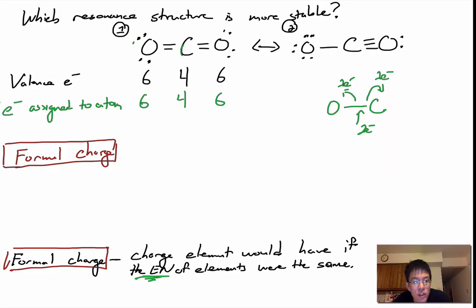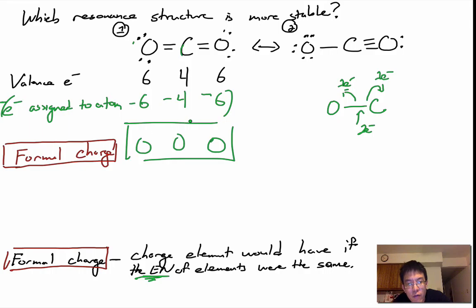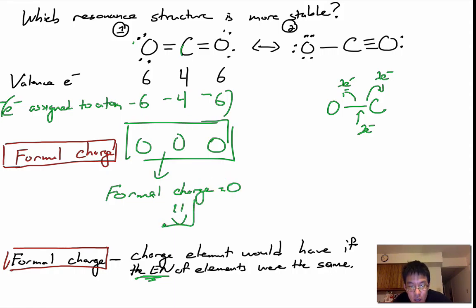And what I'm going to do is subtract the electrons assigned from the valence electrons. So I'm just subtracting these. 6 minus 6 is 0, 4 minus 4 is 0, 6 minus 6 is 0. So all of these have a formal charge of 0, and that's a good thing. Generally, elements prefer to have a formal charge equal to 0 if they can. It basically means everything's balanced out. It can handle that amount of electrons, and that's why the formal charge is 0.